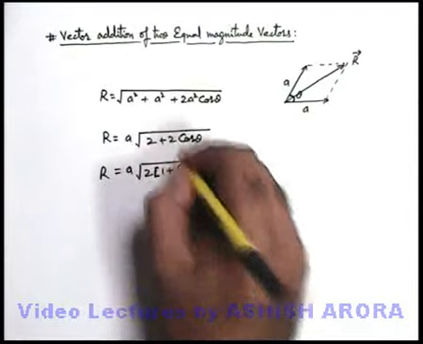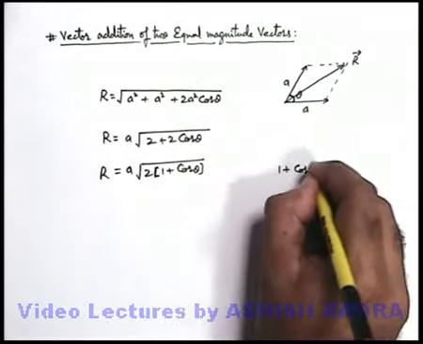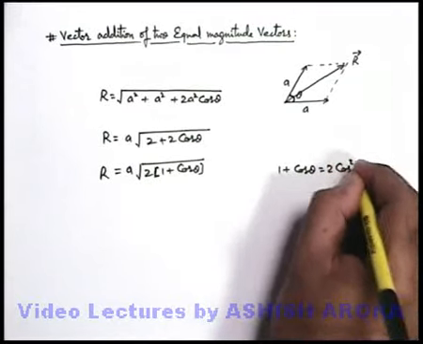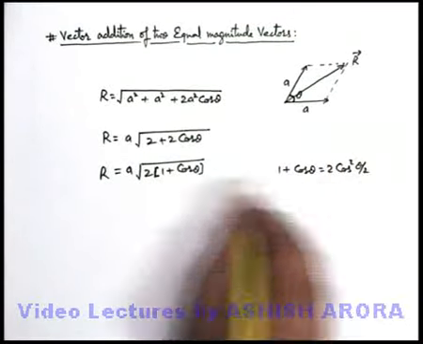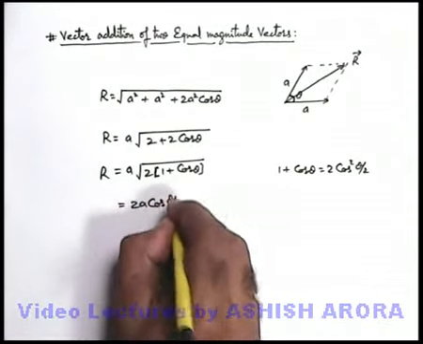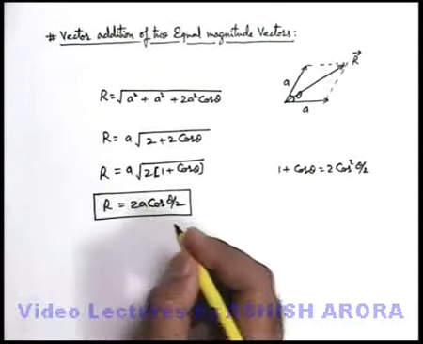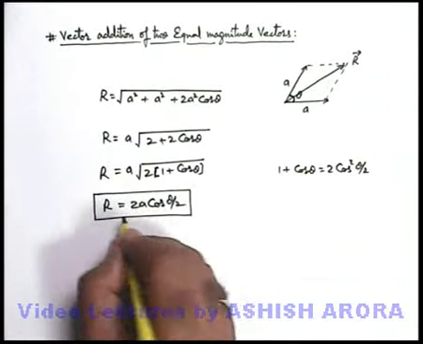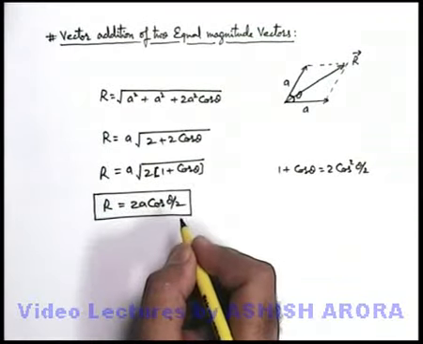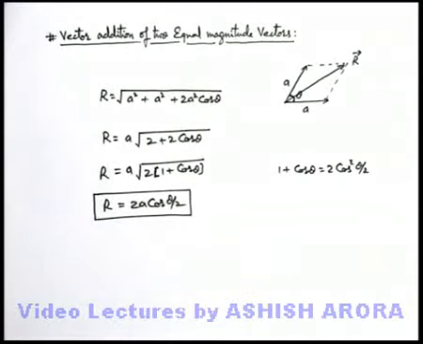I think all of you are aware of the half angle identity, that 1 plus cos theta can be written as 2 cos square theta by 2. If we put it here, this becomes 2a cos of theta by 2. So the resultant of two equal magnitude vectors can be directly written as 2a cos theta by 2. Be careful about this result. Let's take up an example based on this result.